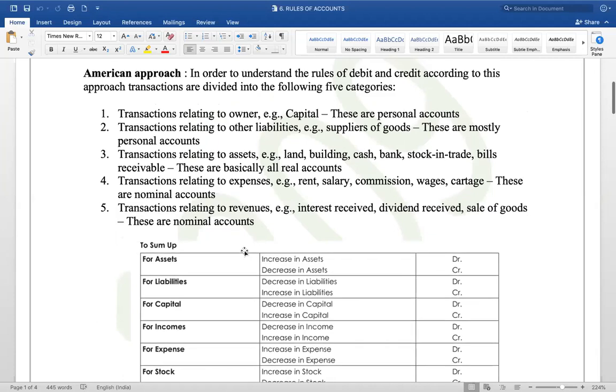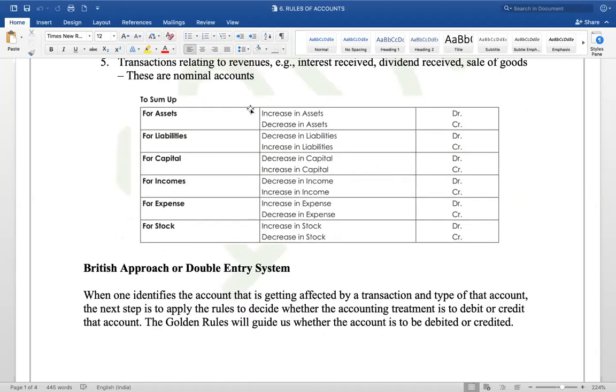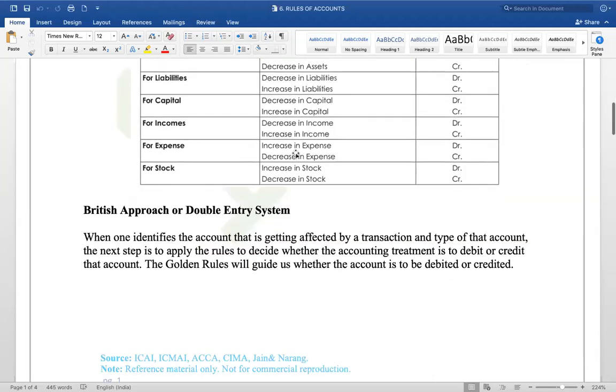If you want to sum up, for assets: increase in assets debit, decrease in assets credit. For liabilities: decrease in liabilities debit, increase in liabilities credit. For capital: decrease in capital debit, increase in capital credit. For income: decrease in income debit, increase in income credit. For expenses: increase in expenses debit, decrease in expenses credit. For stock: increase in stock debit, decrease in stock credit.